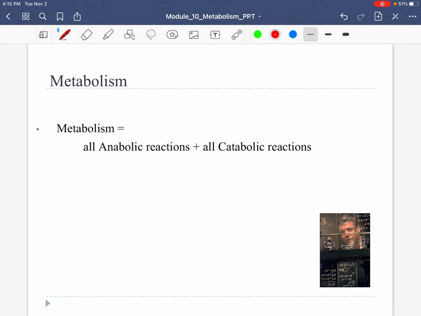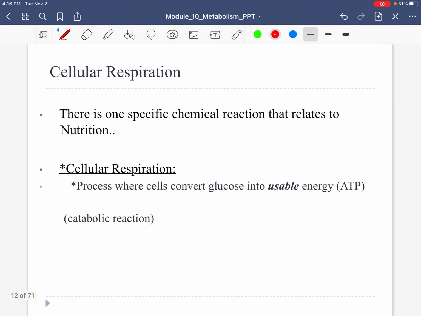So starting off quite simple here. If metabolism is the sum of all the chemical reactions, and a chemical reaction is either anabolic, building or forming something, or catabolic, breaking something down, then metabolism is the sum of all the anabolic plus all the catabolic reactions. There we go.